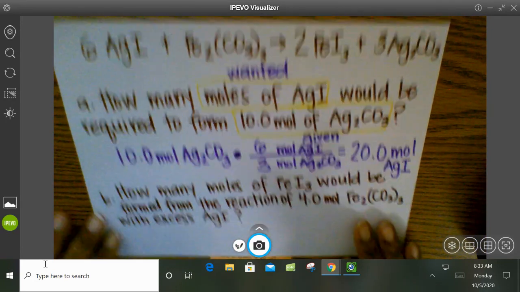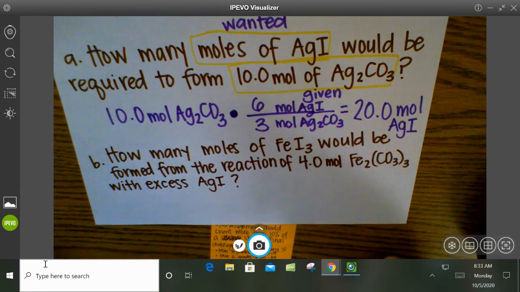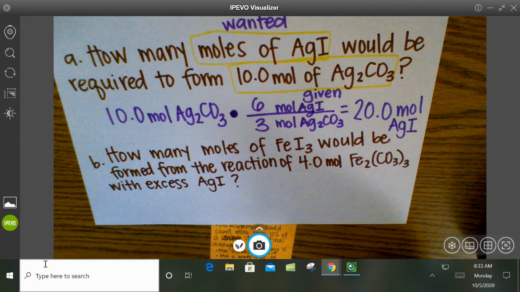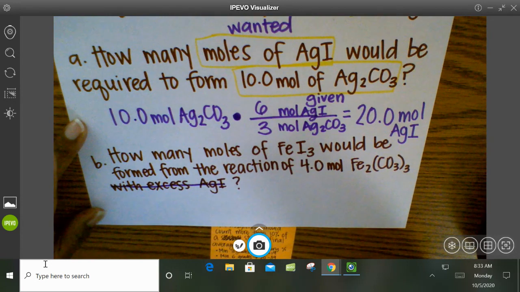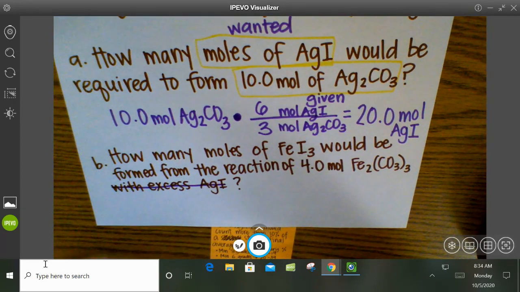Let's look at another example. It says, how many moles of FeI3 would be formed from the reaction of 4 moles of Fe2(CO3)3, iron 3 carbonate, with excess silver iodide? Now, excess just means it was left over. It's extra. It has no bearing on the calculation itself. It's like if you were making sandwiches and you had excess bread. It has no bearing on the number of sandwiches that you made. It's just the bread that you have left over.